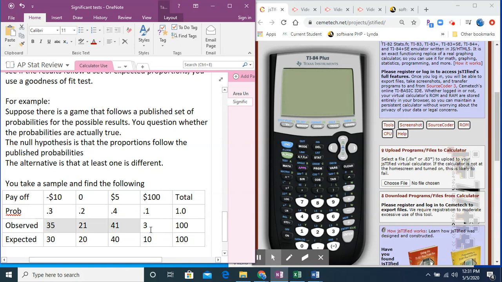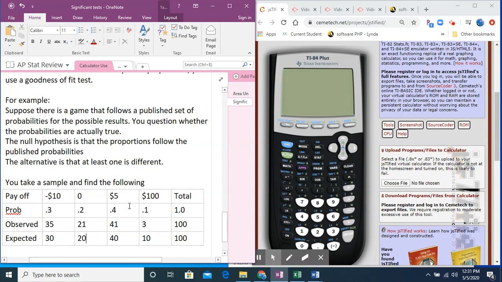And we got these observed results. 35 times we lost $10, 21 times we broke even, 41 times we gained $5, and 3 times we gained $100. Our expected is just 100 times each of these probabilities. So 100 times 0.3 is 30, 100 times 0.2 is 20, 100 times 0.4 is 40, 100 times 0.1 is 10, and we add these all up and we get 100. So now what we want to do is use the calculator to get our chi-squared.